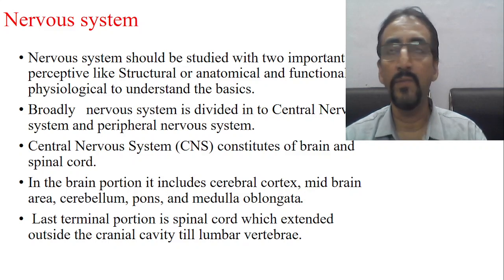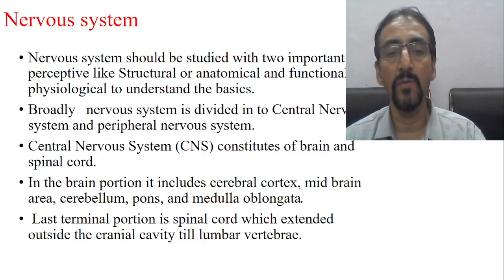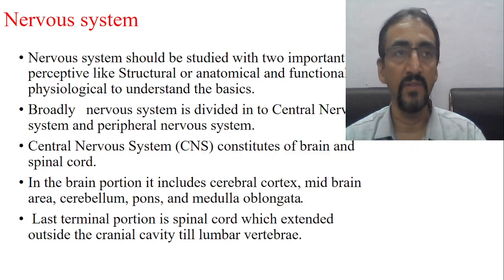Okay. Now, if you see the central nervous system, it constitutes the brain and spinal cord. Again, the brain portion constitutes many things. I think by this time you know all these things. The brain portion includes the cerebral cortex, then the midbrain, then the cerebellum, the pons, and the medulla oblongata. And before that, it also includes part of the basal ganglia, different types of ganglia. This is inside the brain.